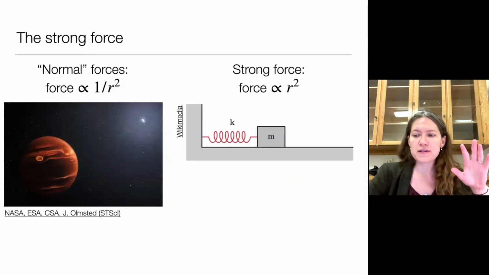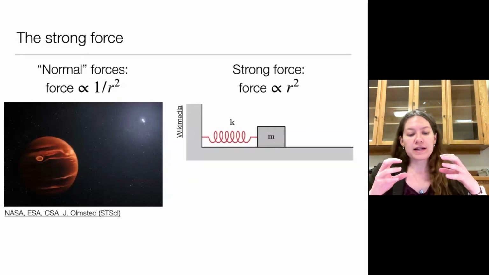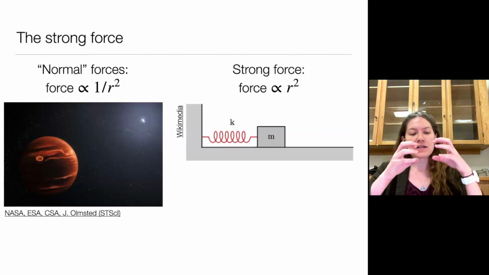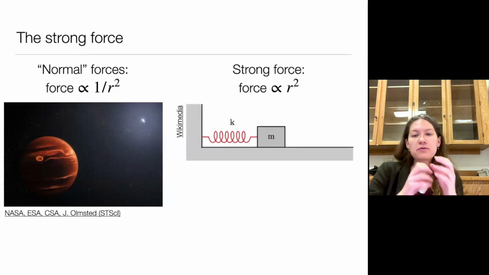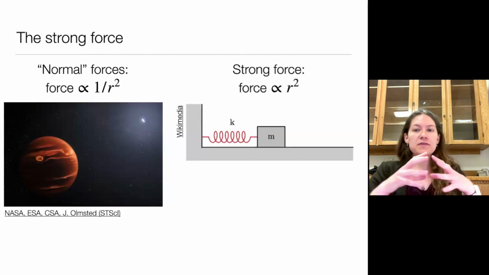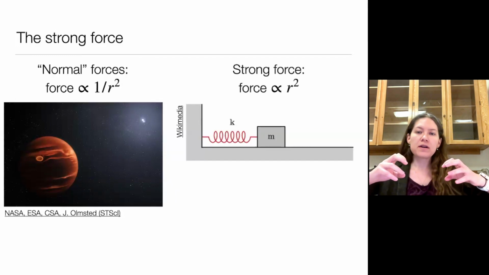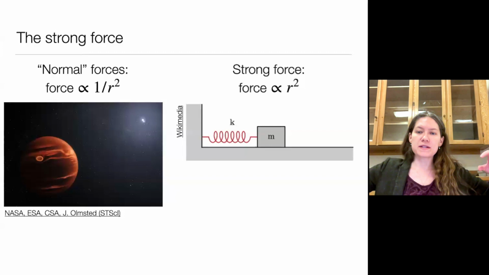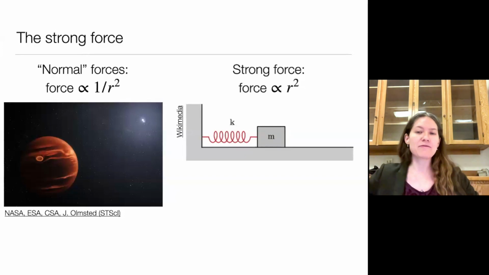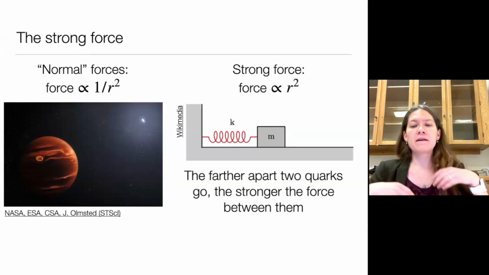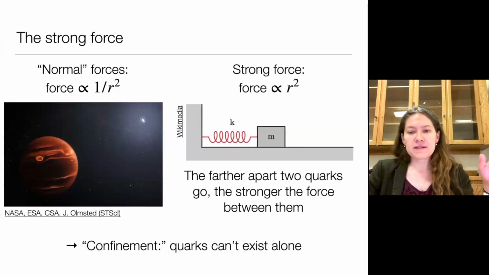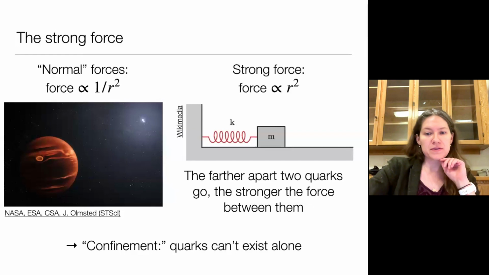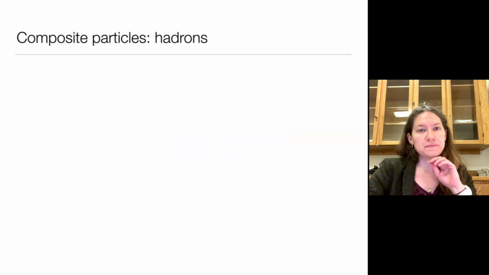The strong force works the opposite way to that. It's more like a spring. So when you have 2 objects that interact via the strong force really close together, they can move really freely and they basically feel no force. But as you start to pull them apart, they feel a stronger and stronger force as they move apart from each other. So you can't ever really separate them. This results in what we call confinement. All that means is that quarks can't exist alone. They're always found in groups inside of other particles. They're always in composite particles.